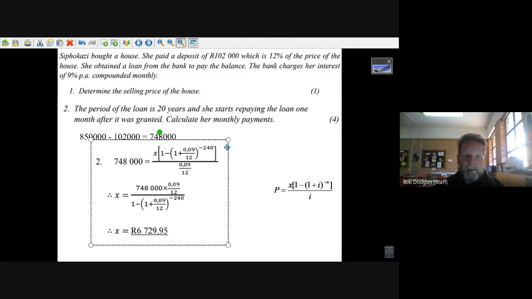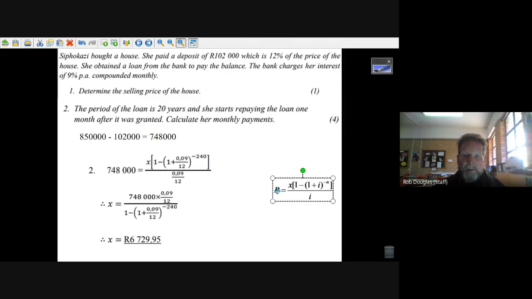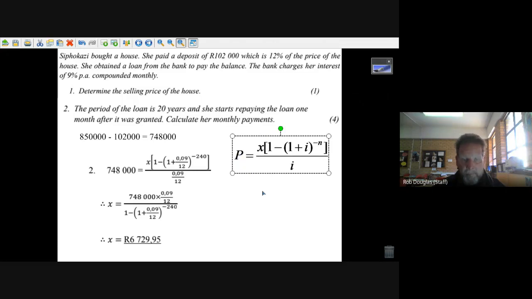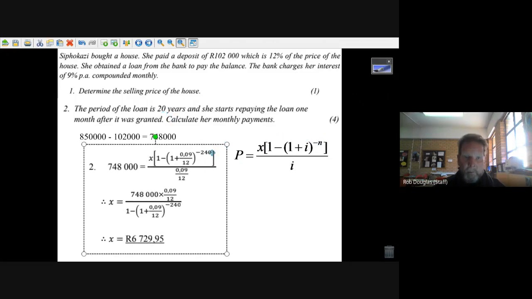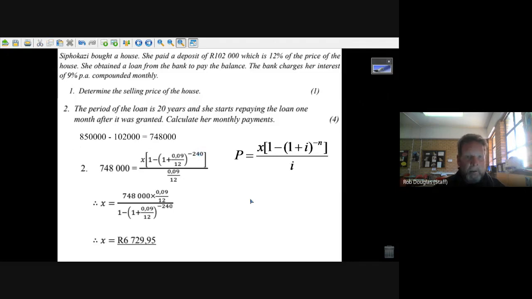So this is how you do it. You take the present value formula and you go, okay, P, that's the loan itself. Well, the loan's 748,000. That goes right in there. And then you know that i is 0.09 over 12, so you put that in there. And it said 20 years, so you go 20 times 12, and that's why there's a 240 right there.